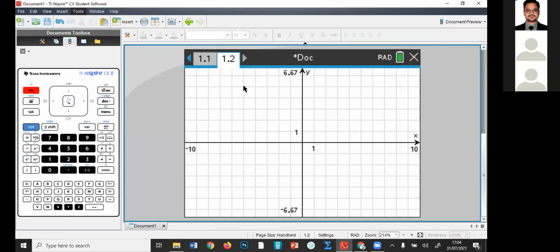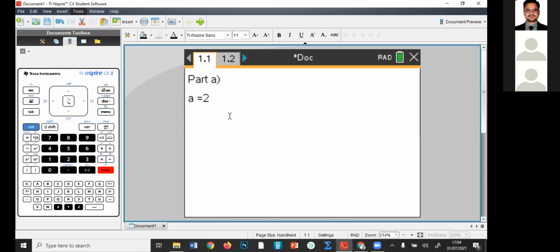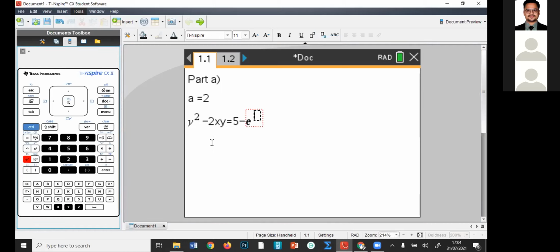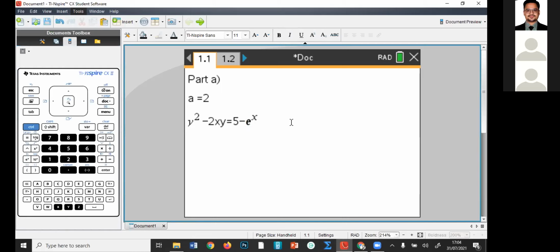So what seems to be required is something which can solve our problem. Let's go back to our first page and have a look at the question once again. The question is y squared minus 2xy is equal to 5 minus e raised to the power of x. I'm using this notes so that I don't get any error message when I enter. Okay, so this is our equation.